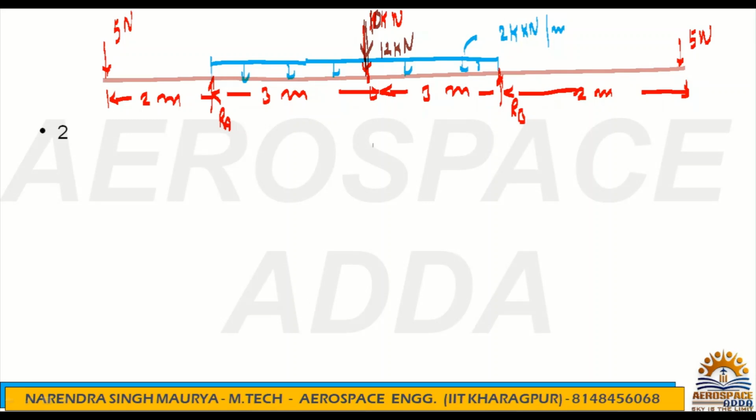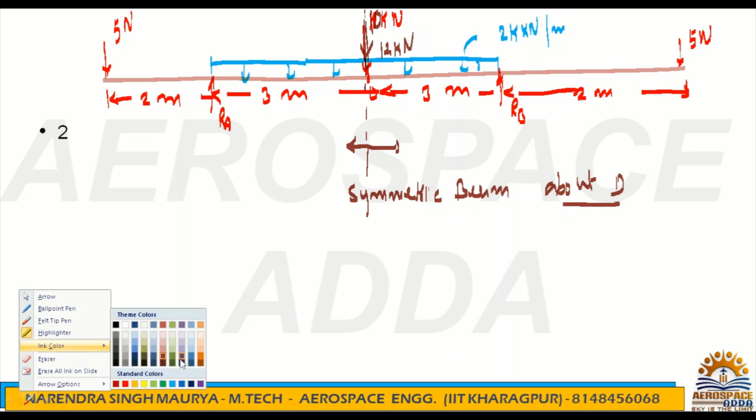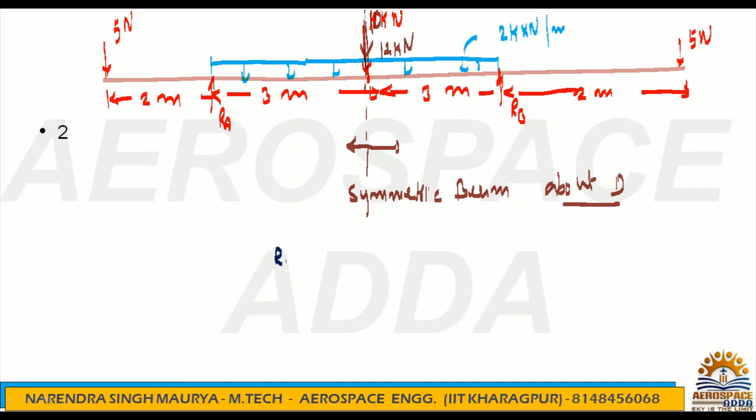So my point is, if you check this beam, about point D, on this side and both sides, it becomes a symmetric beam. See, you can check it. Symmetric beam about D. So if it is a symmetric beam, then the reaction forces will be equal. That is one thing.